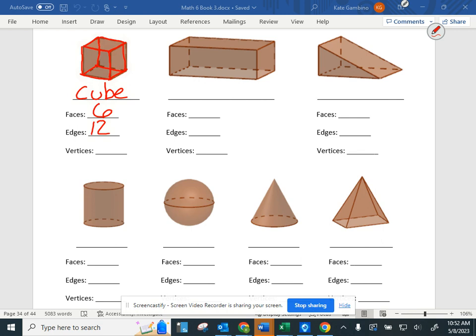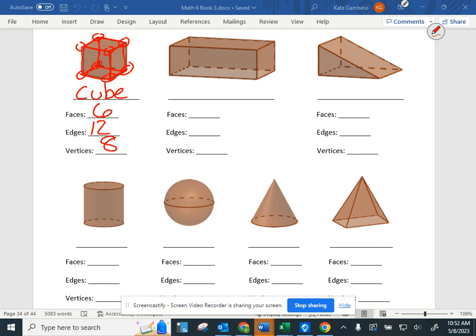Now the last one is the vertices. How many corners are there, Olivia? 1, 2, 3, 4, 5, 6, 7, 8. You are correct. There are 8 vertices. Every cube will always have 6 faces, 12 edges, and 8 vertices.